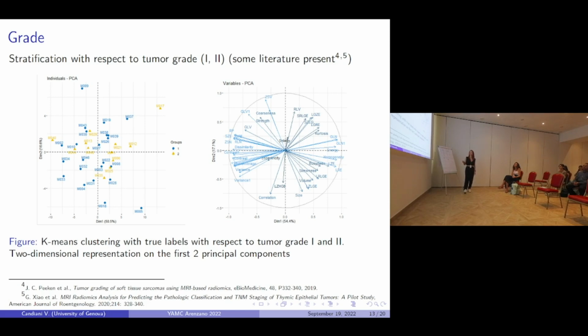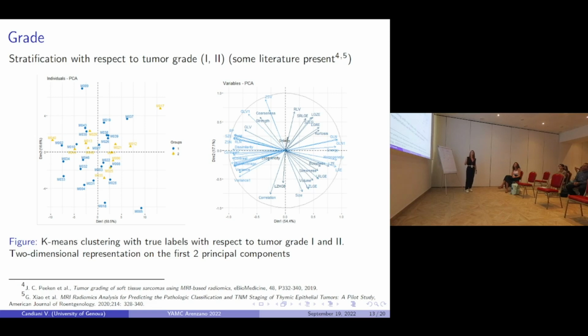On the right-hand side, however, we have the principal component representation once again, and then the degree of contribution that each feature gives to the principal component. So for instance, correlation gives quite a great contribution to principal component 1, while for instance, dissimilarity is more on principal component 2.